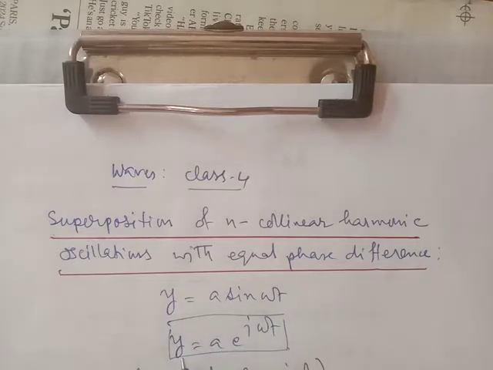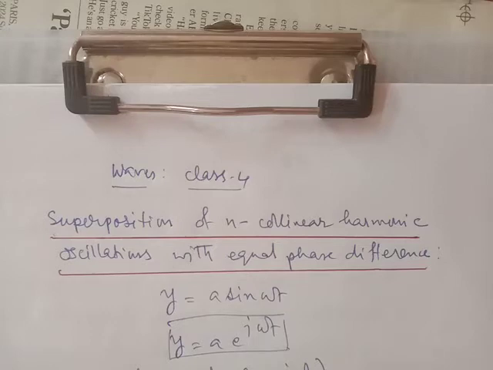Now today I will tell you that a SHM can also be represented in terms of exponential function given by y is equal to a e to the i omega t. Now let us see whether y is equal to a e to the i omega t is a representation of simple harmonic motion or not. Now take the first derivative dy/dt.